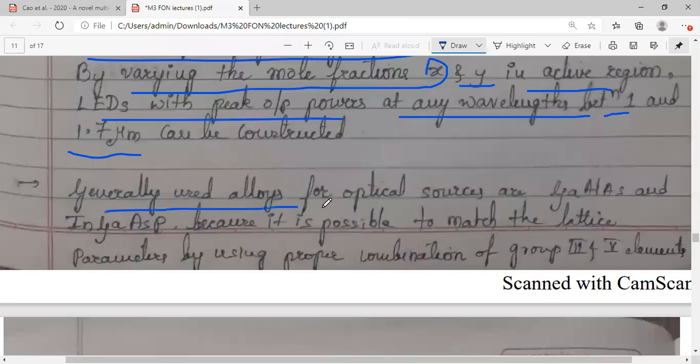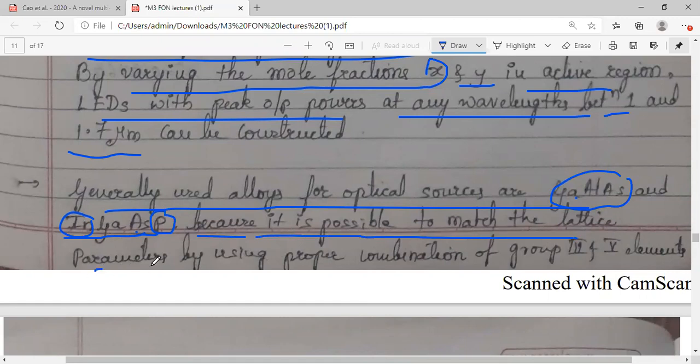The generally used alloys for optical sources: gallium aluminum arsenide, because we are talking about optical source materials. Which materials do we use to get high emission? One is gallium aluminum arsenide, which is a ternary compound. One more is a quaternary compound, that is the alloy InGaAsP. P is the phosphide, gallium arsenide. In is what? Hope you know about it. You have studied the periodic table. Because it is possible to match the lattice parameters.